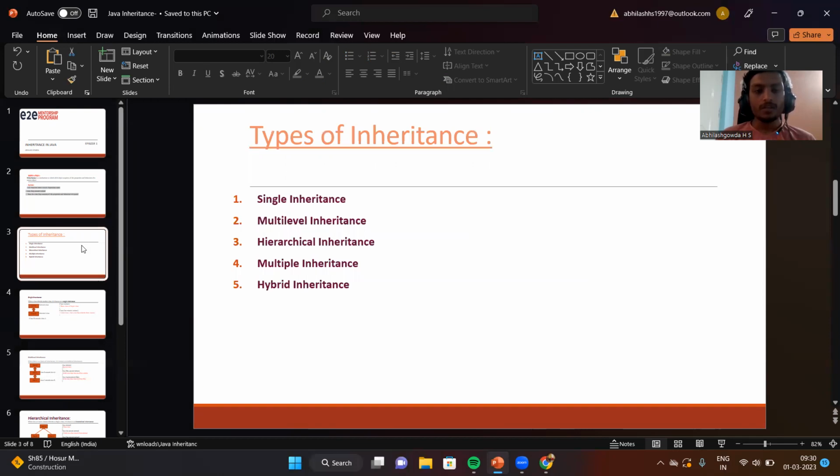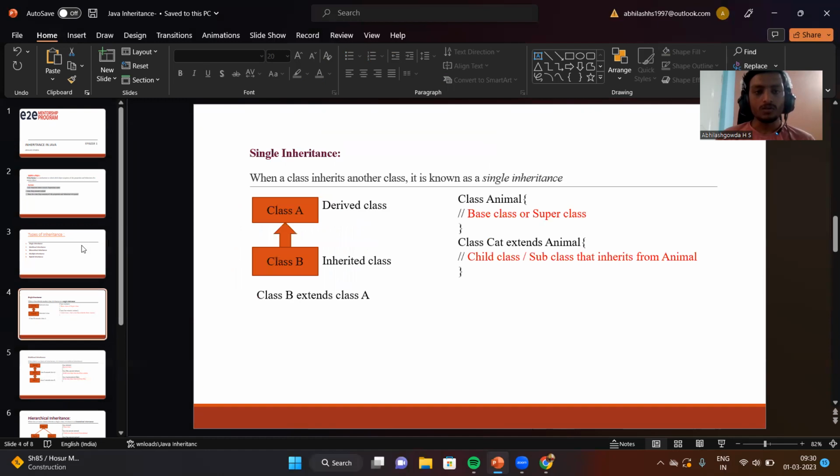Next, coming to types of inheritance. There are 5 types of inheritance. Let me explain them one by one: single inheritance, multi-level inheritance, hierarchical inheritance, multiple inheritance, and hybrid inheritance.